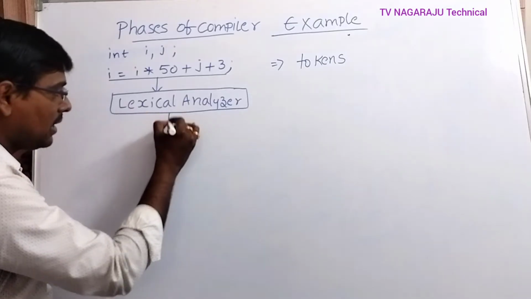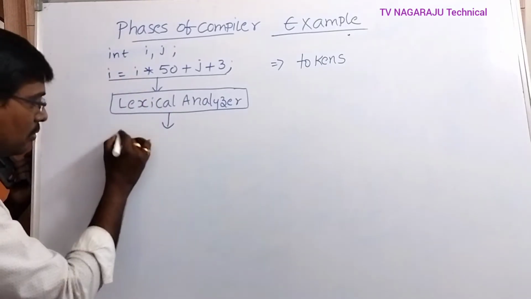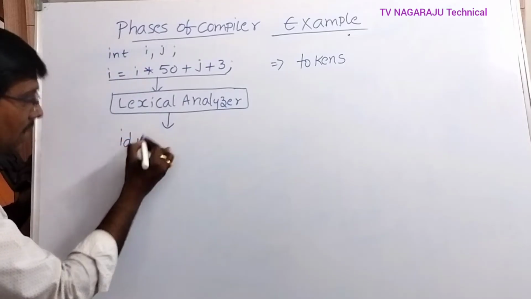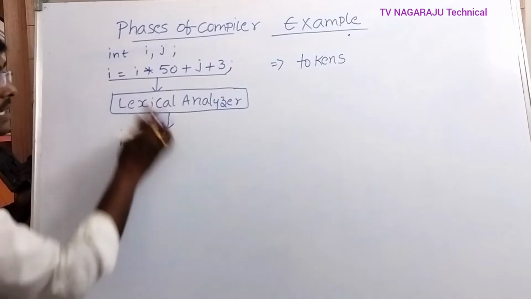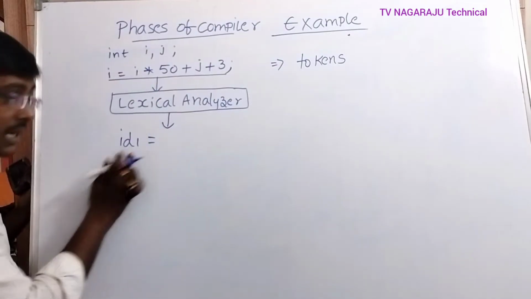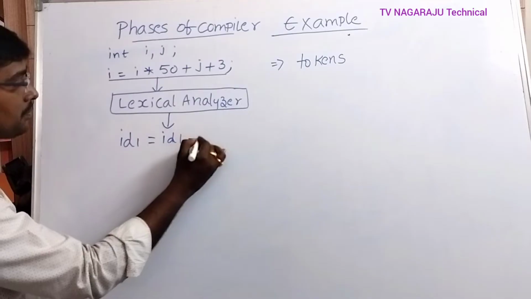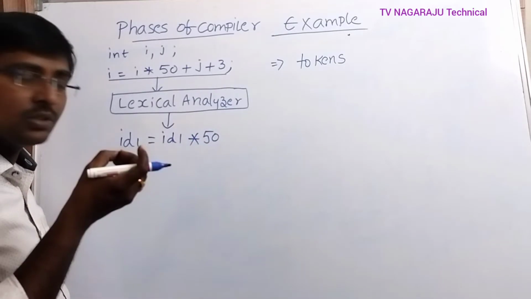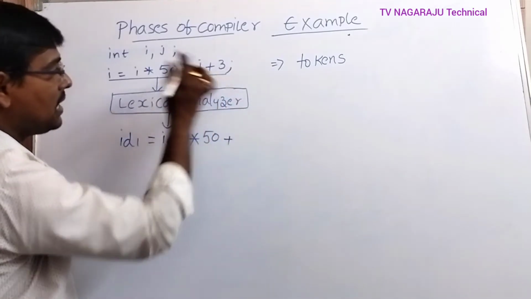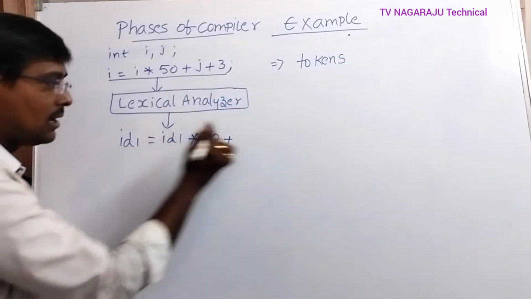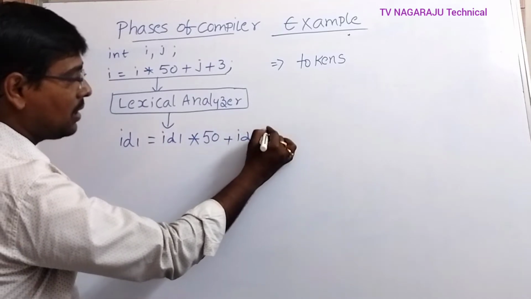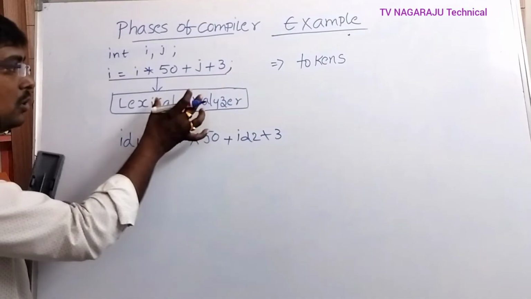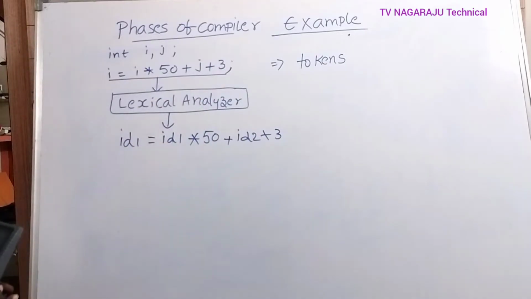Now how is it generated? Like this. i is the variable. The token i is an identifier, so id1. Equal to is an operator. Then i, already occurred, so id1. Into is an operator, 50 is a constant. The constants and variables are written like this. Plus, j is an identifier. id1 is already completed, so use another identifier, id2. Plus 3. This is the tokenized output generated by the lexical analyzer.